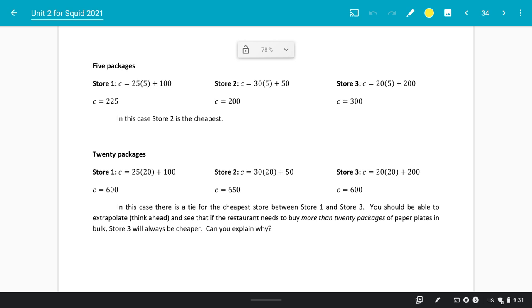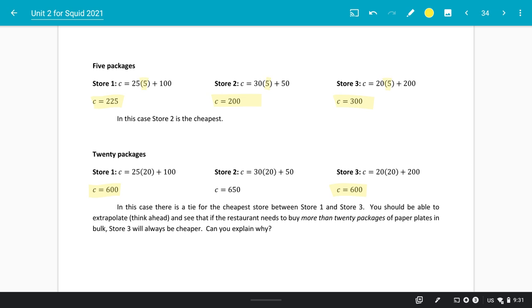What if it was 5 packages? Notice I'm plugging in the 5. Who wins if it's 5 packages? Still store 2. So if you're not going to buy very many packages, store 2. How about 20 packages? All of a sudden now, 1 and 3 are tied.